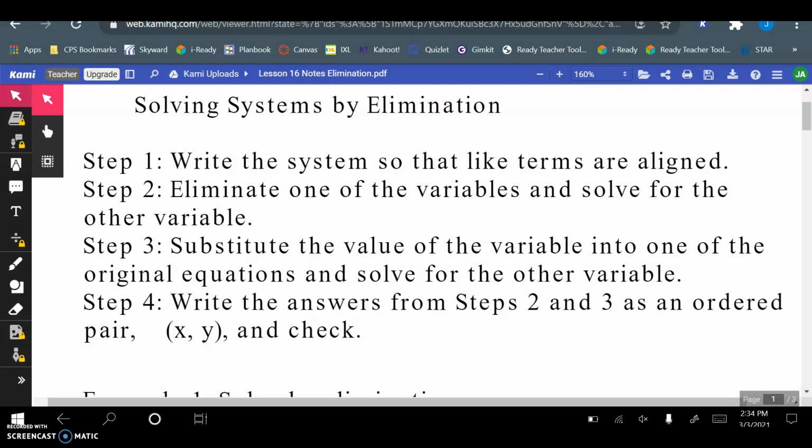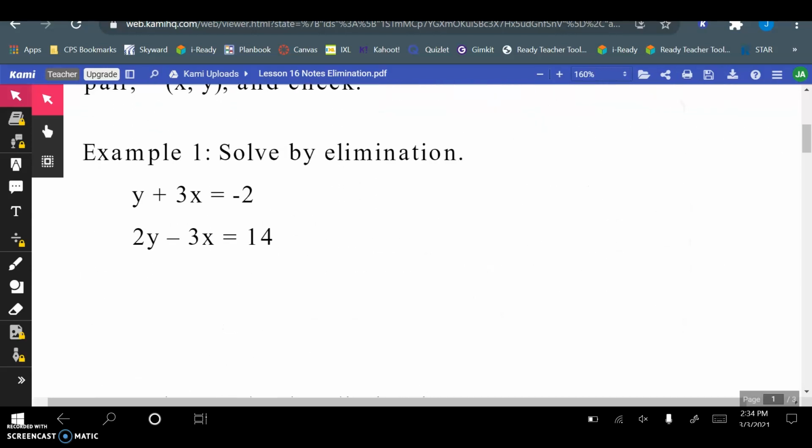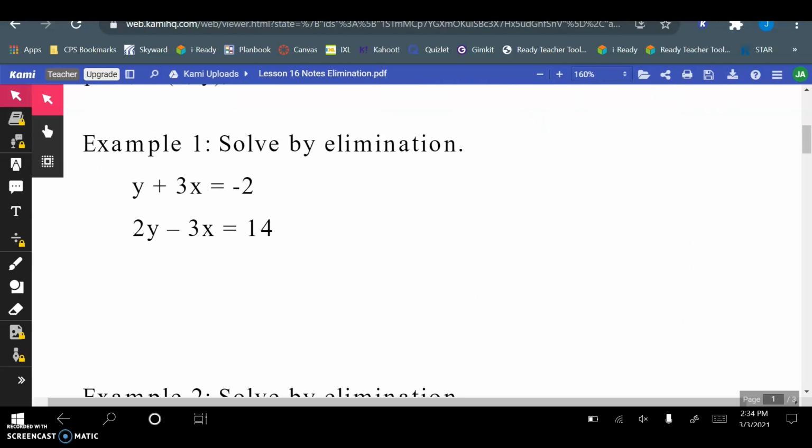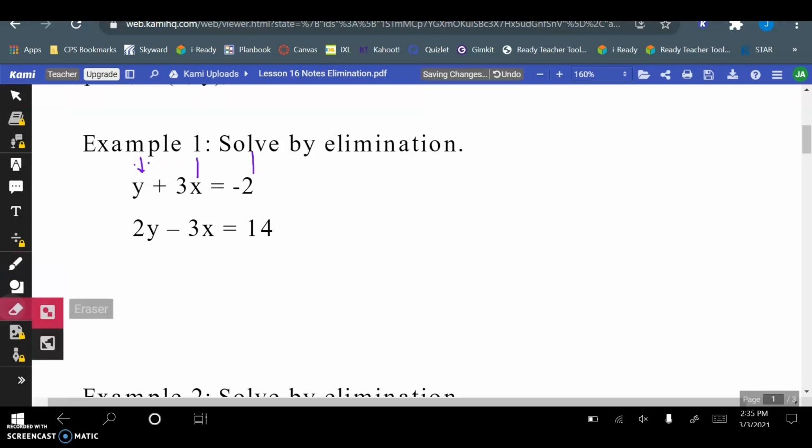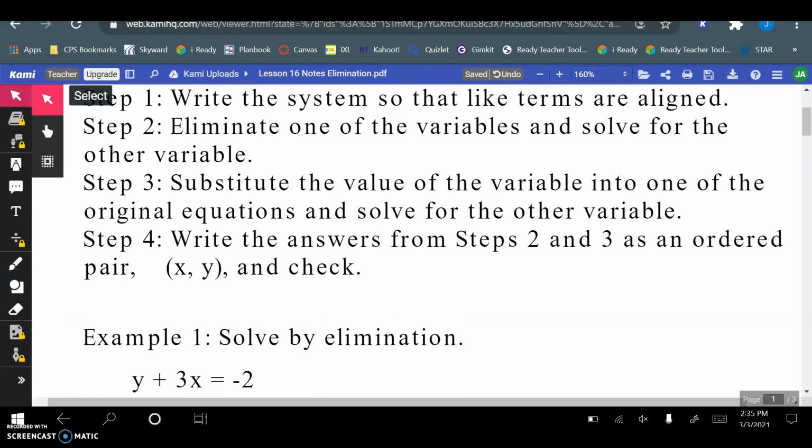and I'm just going to go through step by step and solve the example one as I'm talking about each step so that it kind of makes sense. You can see the example happening. So step one is to write the system so that like terms are aligned. So what that means here is that you want the y's lined up, the x's lined up, and then the constants lined up. So that's happened here. So the y's are all lined up. Here's all the x's, and here are our constants. So that step is done for us. We don't need to do anything there.